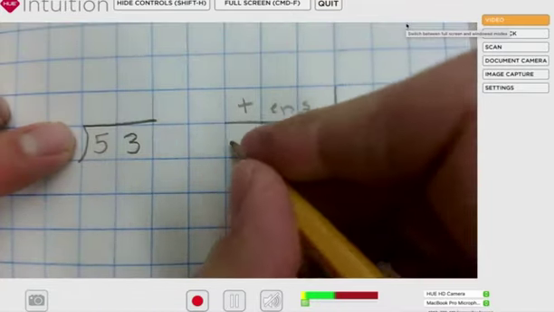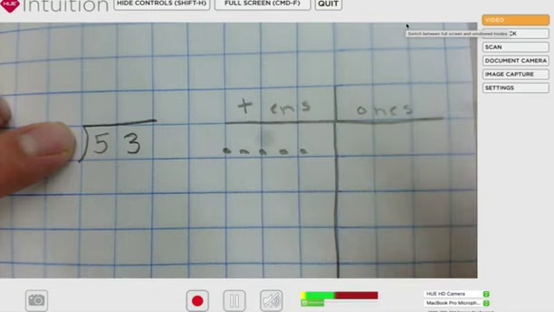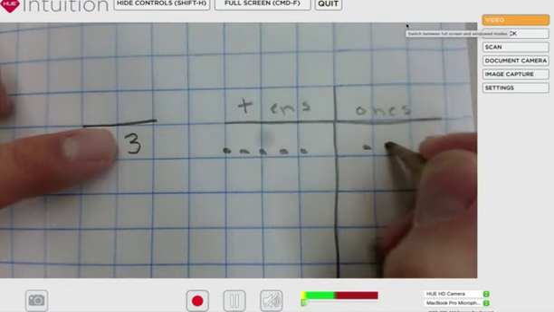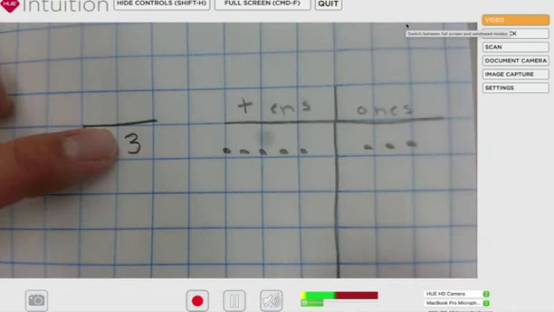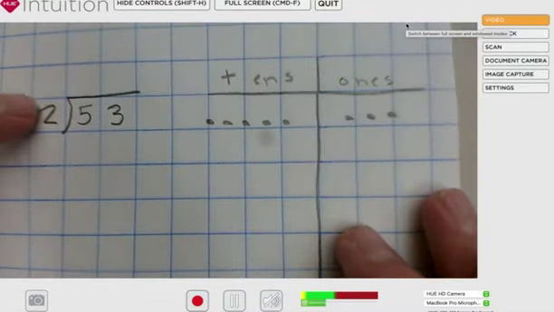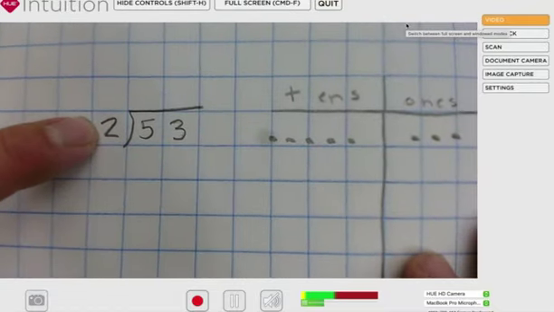So we know that we're just looking at the dividend here, and we say, how many tens do we have? Well, we have 5 of them. 1, 2, 3, 4, 5. And how many ones do we have? 1, 2, 3. Okay, so far so good. Now, this isn't it though, as far as the place value chart, because we also have to say how many groups do we have? Well, 2. That's the other number, right?